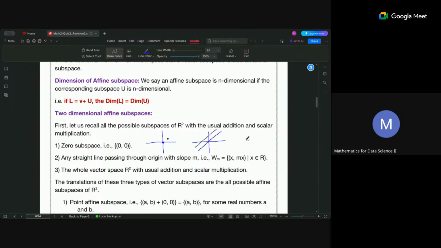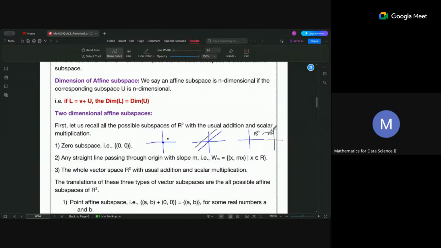In the same way, if you shift the entire R2, what will you get? You will get back the same R2 only. Nothing will get shifted if you shift the entire R2, right? Because it is the entire plane. It is again the same R2 only. R2 when shifted will get shifted to R2 only. So this is also an affine space.